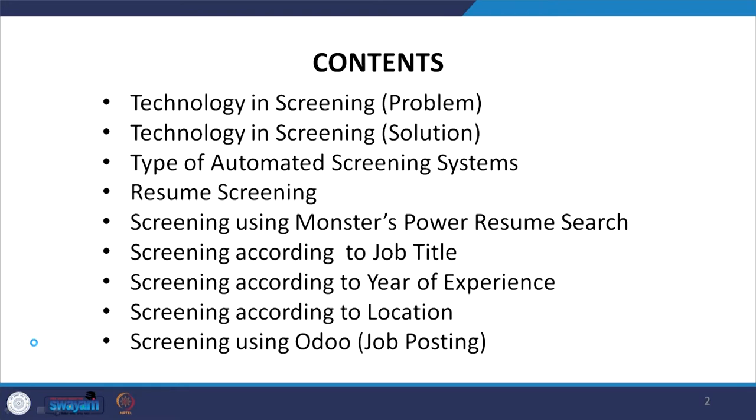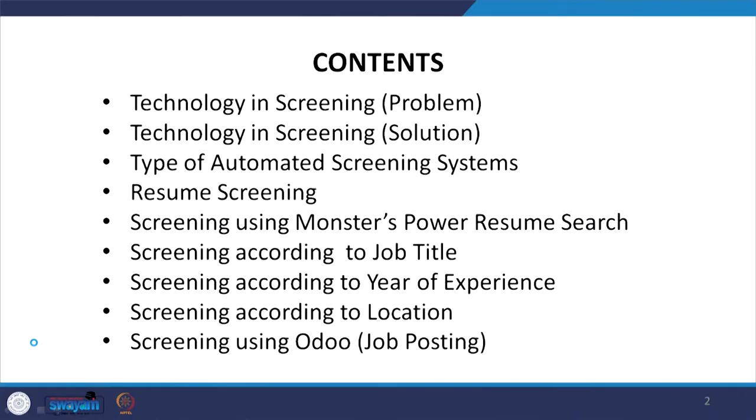Types of automated screening systems: how many types are there? Resume screening, how the software screens the resumes. Screening using Monster's Power Resume Search, for example. Screening according to the job title, then the years of experience, then the location, and another is screening using Odoo. So we will be discussing this.